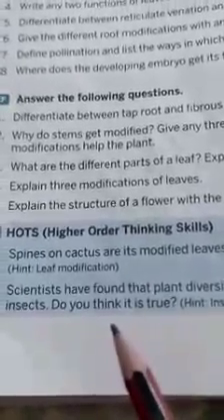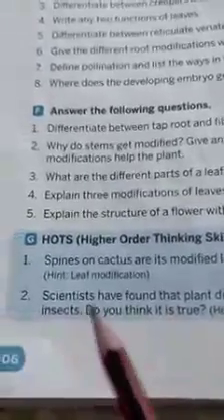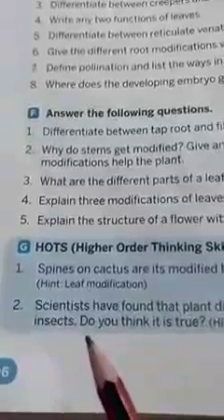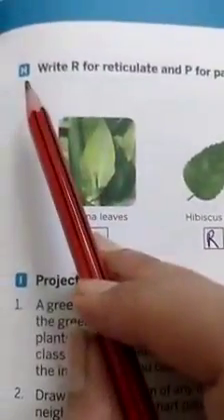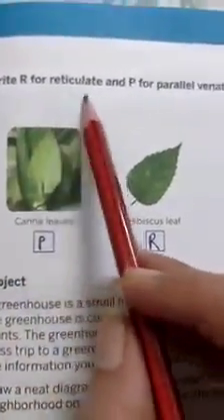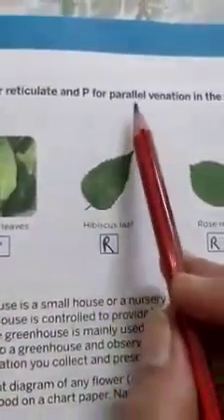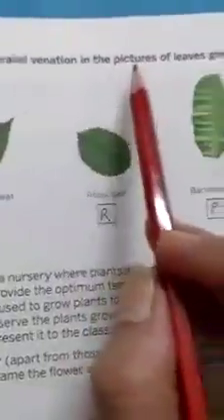So dear students, till G part you have to do in your fair notebook. Now dear students, come to the H portion of this exercise. Write R for reticulate and P for parallel venation in the picture of the leaves given below.